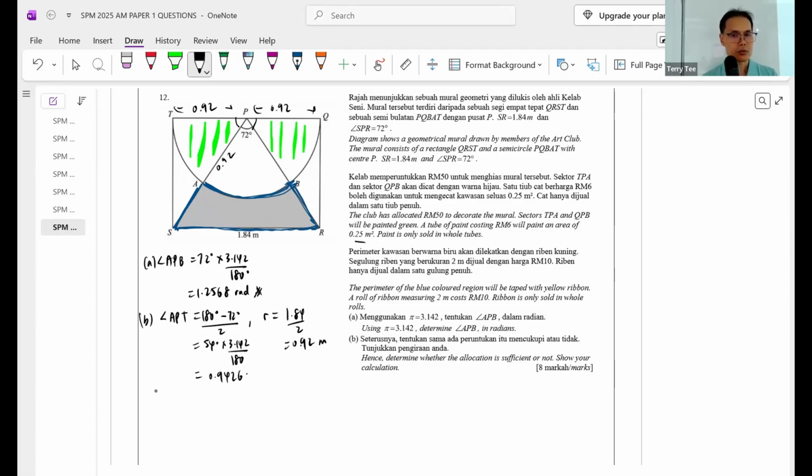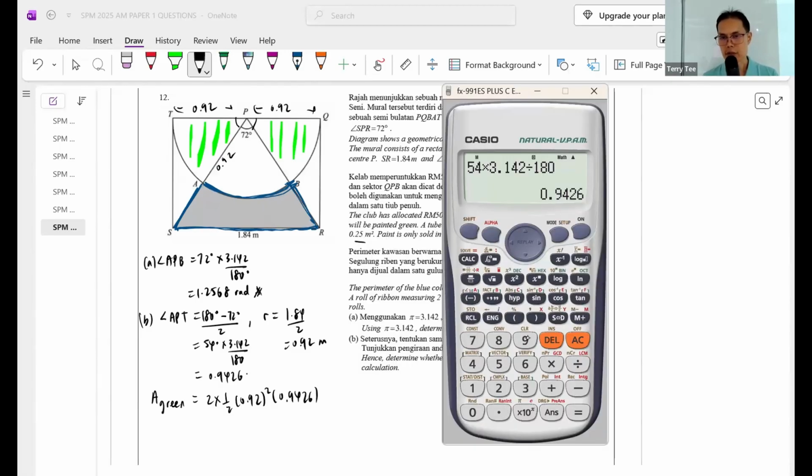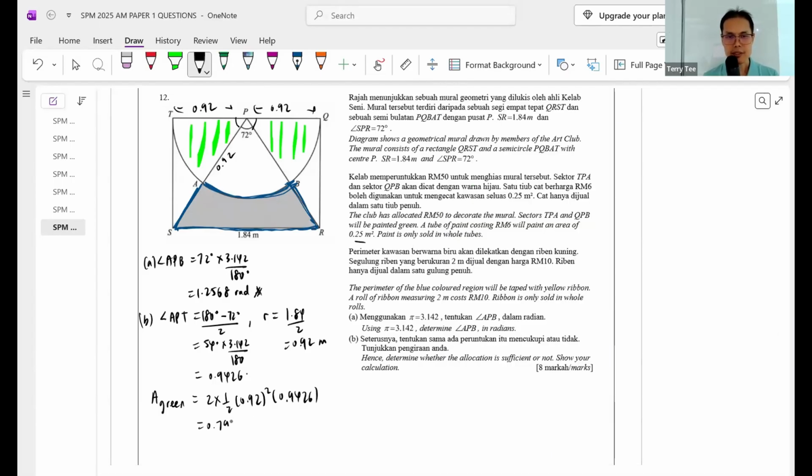So your area of the green part will be 2 times half r squared theta, with theta 0.9426. The 2 and the half cancel out. 0.92 squared, times 0.9426, you should get 0.7978. Okay, so this is the area.